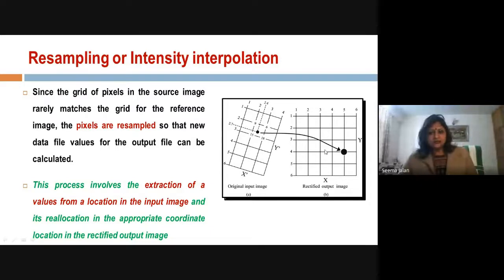But when I actually tried to extract the value from this input grid, it told me to bring the value from the 2.4, 2.7 location. Then I don't have any value here for 2.4 and 2.7. What to do? I will calculate that. And all those methods by which I will calculate this are known as resampling methods.